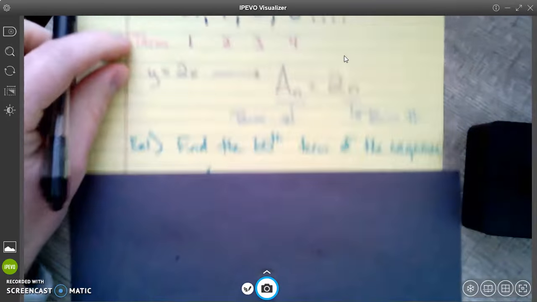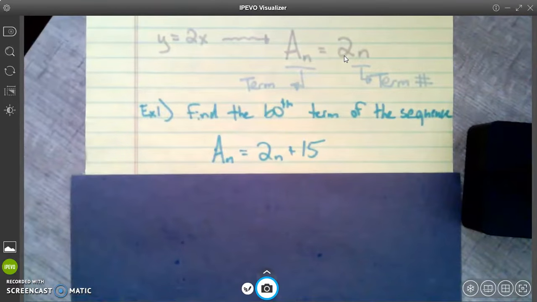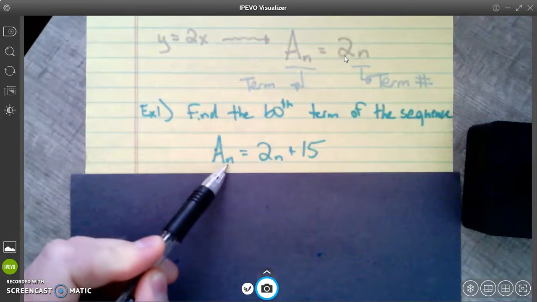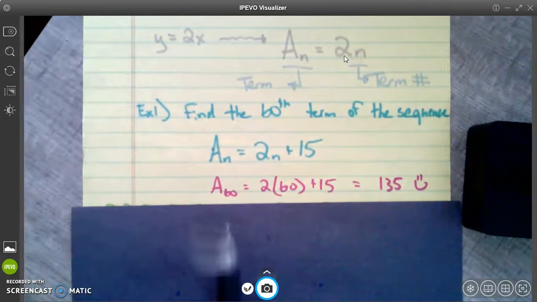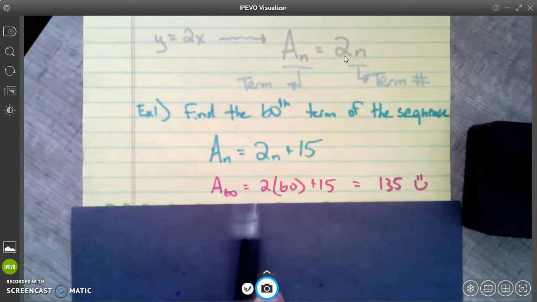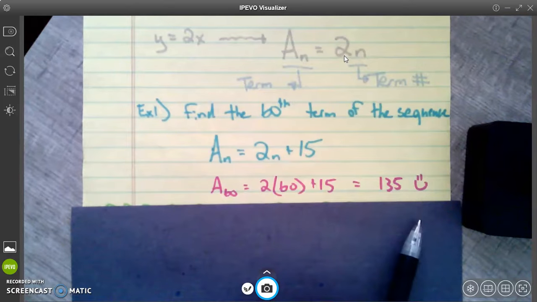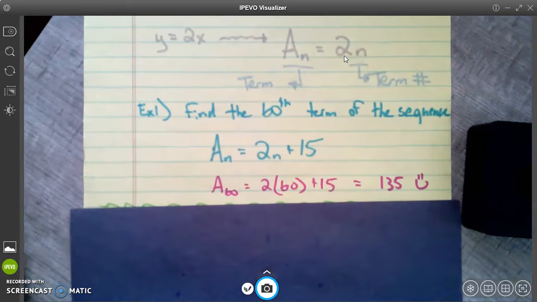Okay, let's try one. It says example 1, to find the 60th term of the sequence that's defined this way. a sub n equals 2n plus 15. It's exactly as easy as you're thinking, hopefully. Don't overthink this. If I want the 60th term, I want to find a sub 60 for my n, right? I'm taking my n out and I'm replacing it with 60. I'm actually replacing both of them, all n's with 60. So a sub n, a sub 60 is 2 times 60 plus 15. Do a little arithmetic and we get 135. The 60th term of this sequence, defined this way, would be 135.